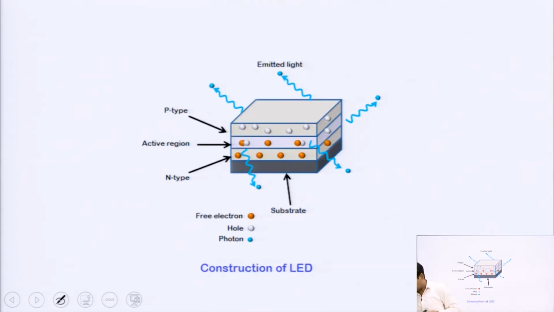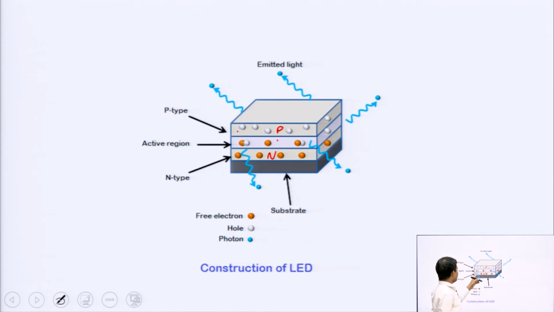Now, the structure or design of the LED is known as the layered structure. This is the layered structure of the LED. This is the P type semiconductor, this is the N type semiconductor, and this is called the active region. Why is it called the active region? Because only through the active region do photons radiate, only light radiates through the active region.